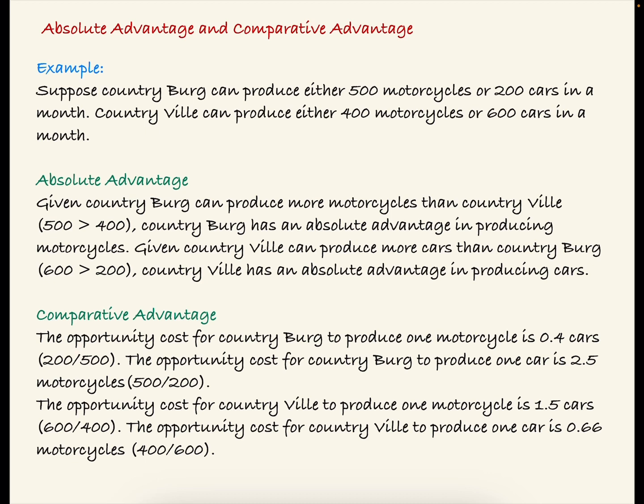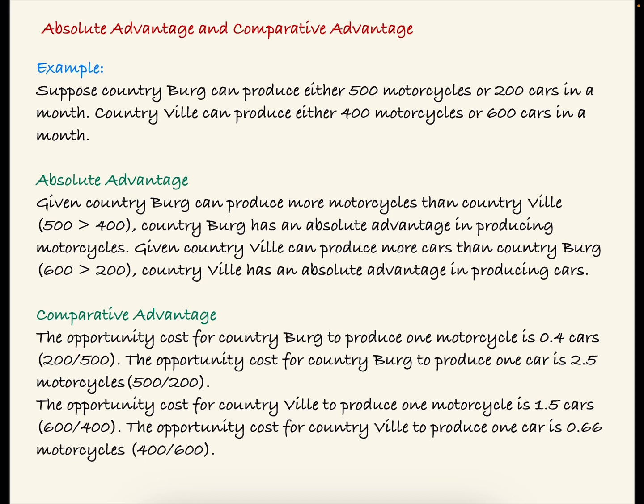Now we're going to look at comparative advantage. To look at comparative advantage, we first must find the opportunity cost for each country to produce both motorcycles and cars. So, the opportunity cost for country Berg to produce one motorcycle is 0.4 cars. The opportunity cost for country Berg to produce one car is 2.5 motorcycles.